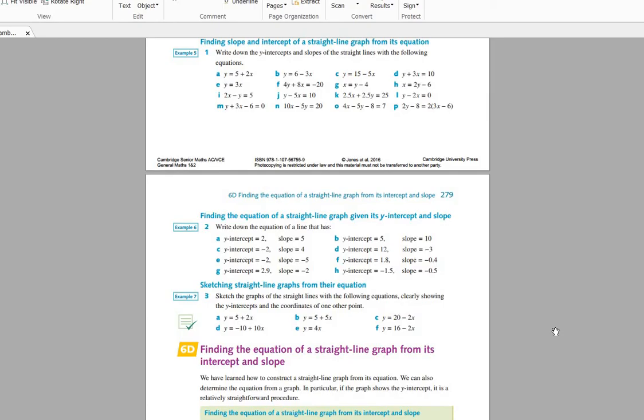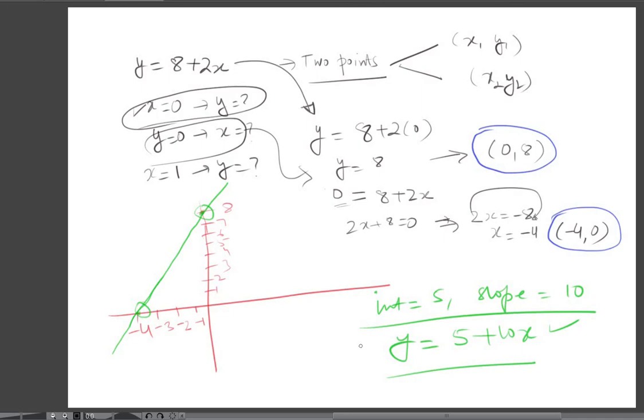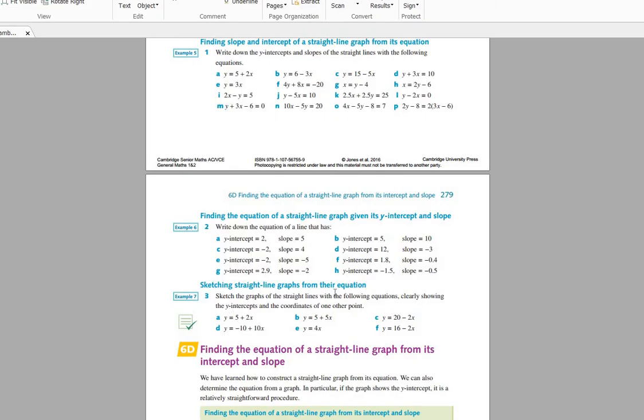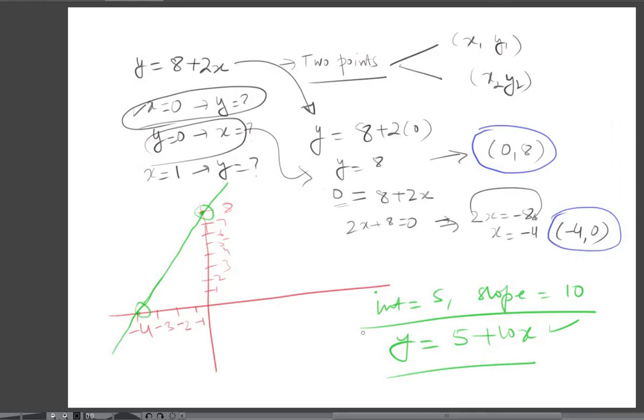All right, give me 2h. Come on, so your intercept is negative 1.5 and slope is negative 0.5. Give me the equation, quick. So y equals negative 1.5 minus 0.5x. Awesome. You are awesome. Cool.